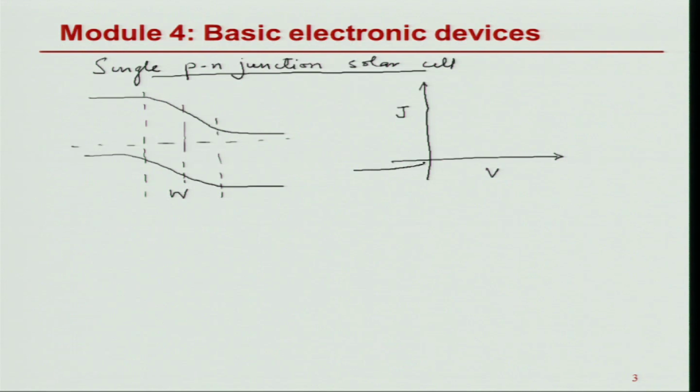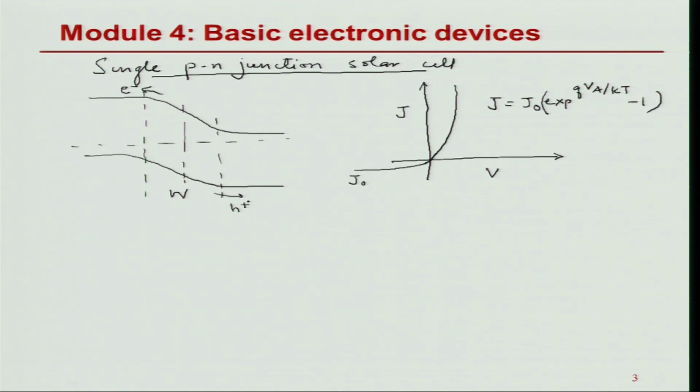Then in dark, for an ideal diode, this is the IV characteristic, where the current is given by the exponential increase in the forward current and a saturation current in the reverse direction. This we have understood comes mainly because electrons are diffusing as minority carriers in the p type and holes are diffusing as minority carriers in the n type.